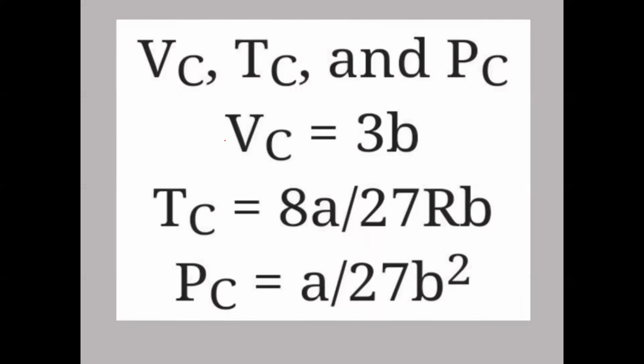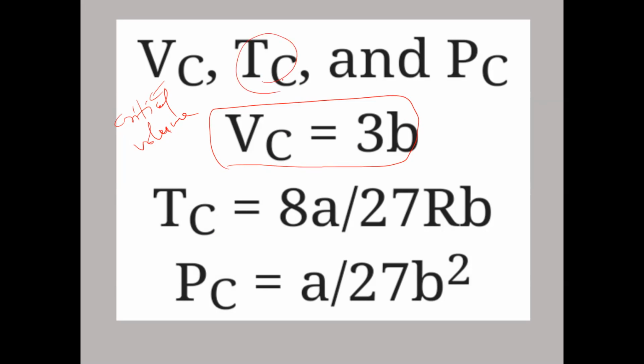Now see, this one you have, critical volume. Critical volume is given by the formula 3B, where B is the van der Waals constant. And Tc is what? Critical temperature. Critical temperature Tc is 8A by 27RB. 8A by 27RB is what now? Critical temperature.